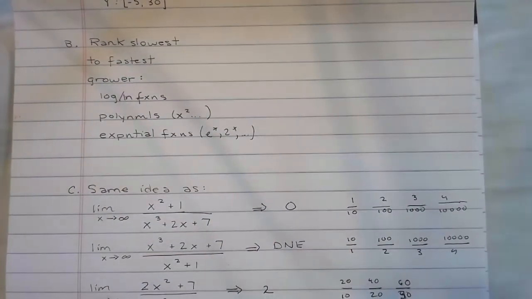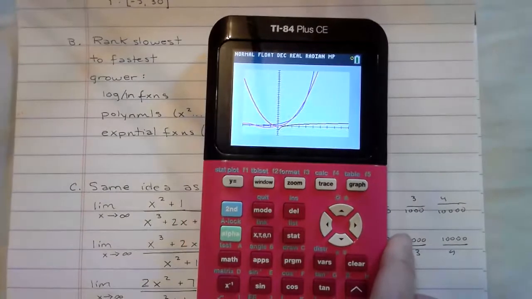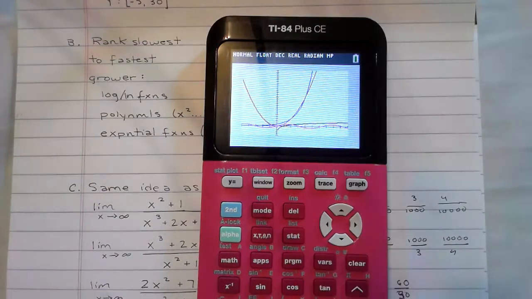We can even throw in other functions if you want. Let me get to my graph here, and we can throw in the sine function. And I think we all know that the sine function has very little magnitude. See, look, it's real little right there. It's only between -1 and 1.